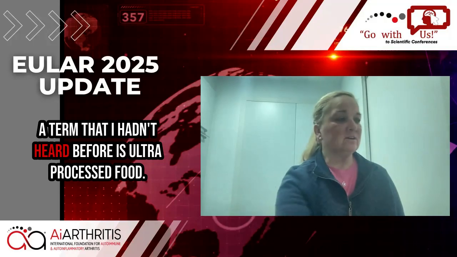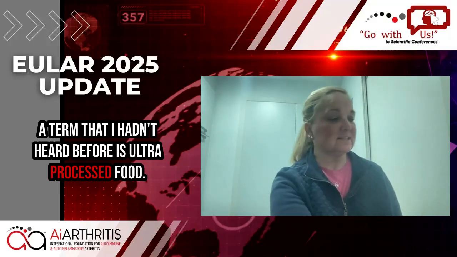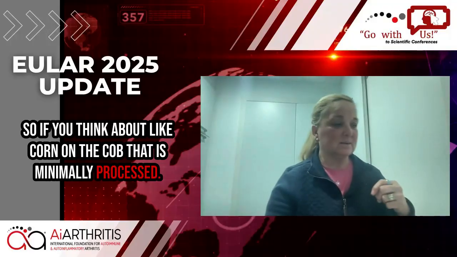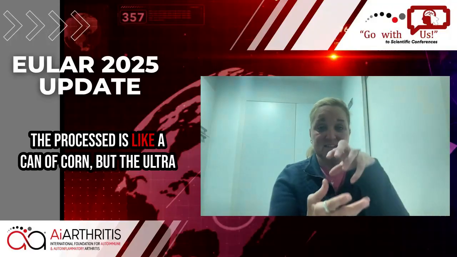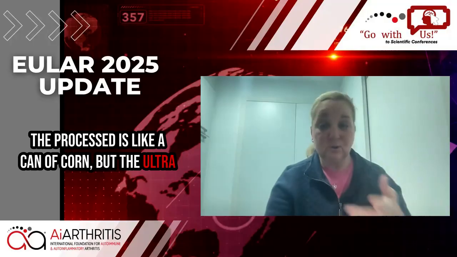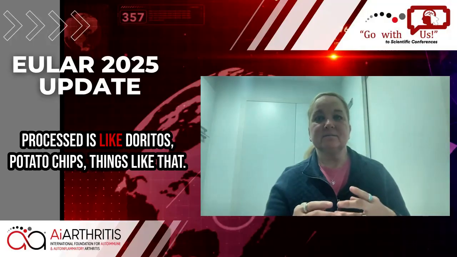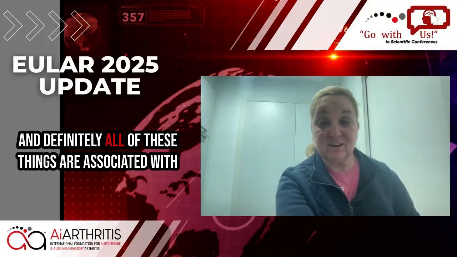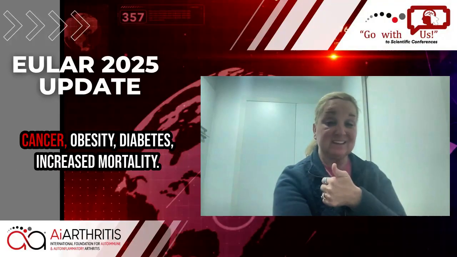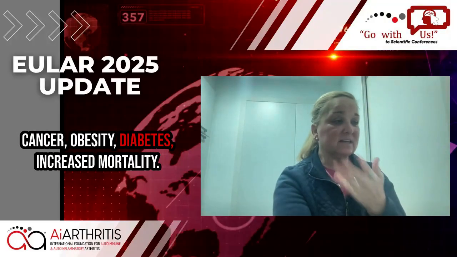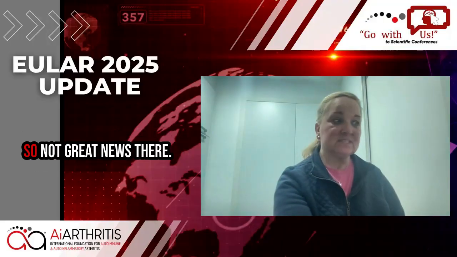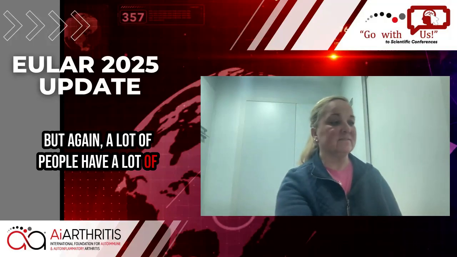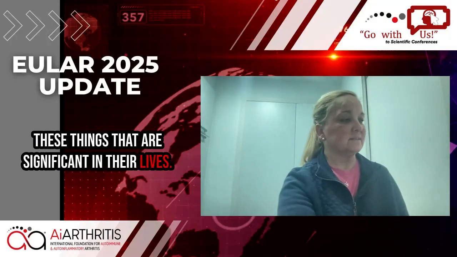A term that I hadn't heard before is ultra-processed food. So if you think about corn on the cob, that is minimally processed. The processed is like a can of corn, but the ultra-processed is like Doritos, potato chips, things like that. And definitely all of these things are associated with cancer, obesity, diabetes, increased mortality. So not great news there. But again, a lot of people have a lot of these things that are significant in their lives.